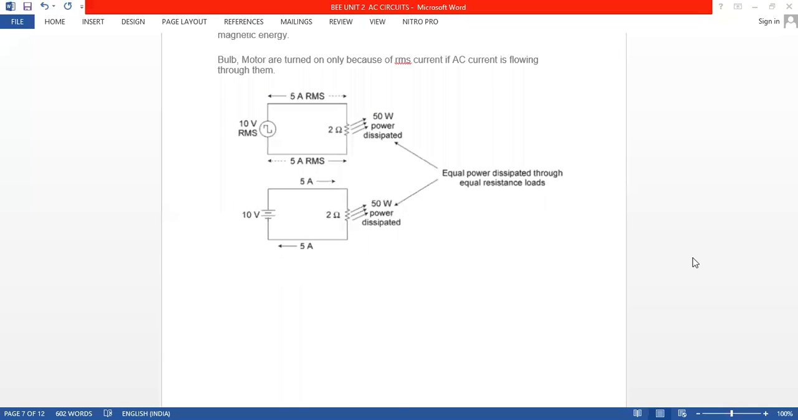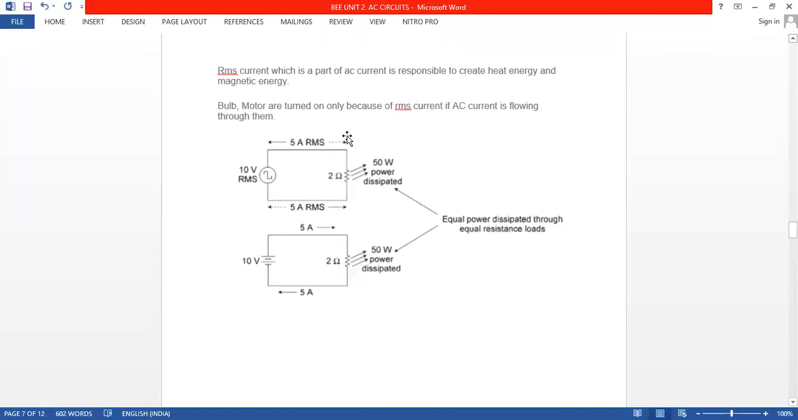So you can draw this circuit in the examination, explaining the behavior. You can also take 3 amperes or 2 amperes. It is not compulsory to take 5 amperes. The only thing we have to show is that the current which is flowing through the wire, if AC voltage is on, that current is nothing but RMS current.